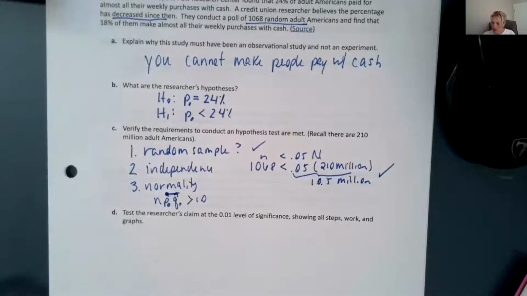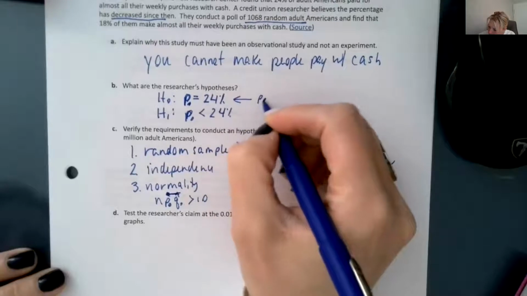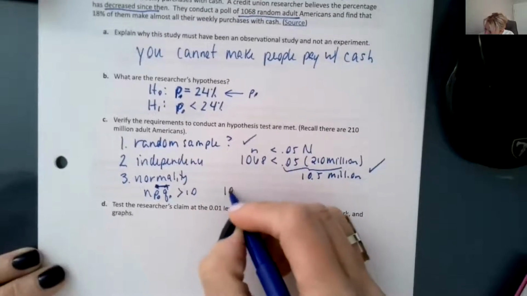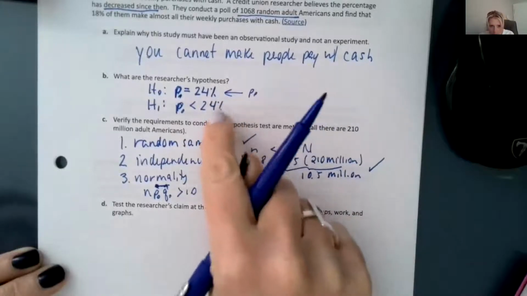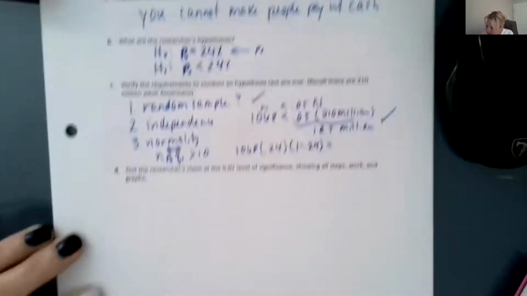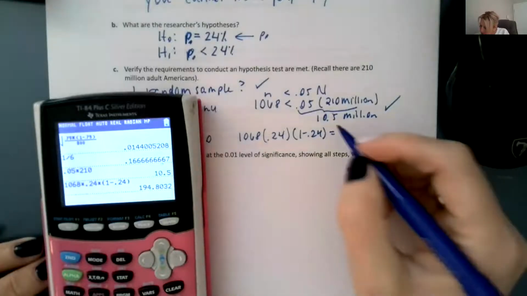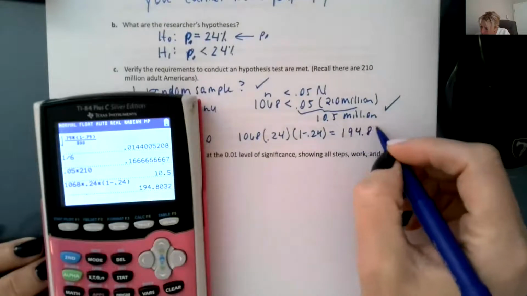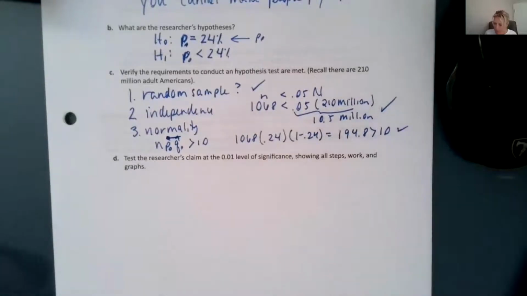This is P and this is P. This right here is your P0. So we're going to say N is 1,068, P0 is 0.24. It's not your P hat, it's your P0 from your hypothesis statement. And 1 minus that, and what does that come out to be? It's 194.8, and that is definitely greater than or equal to 10. So we can say that it's normal.